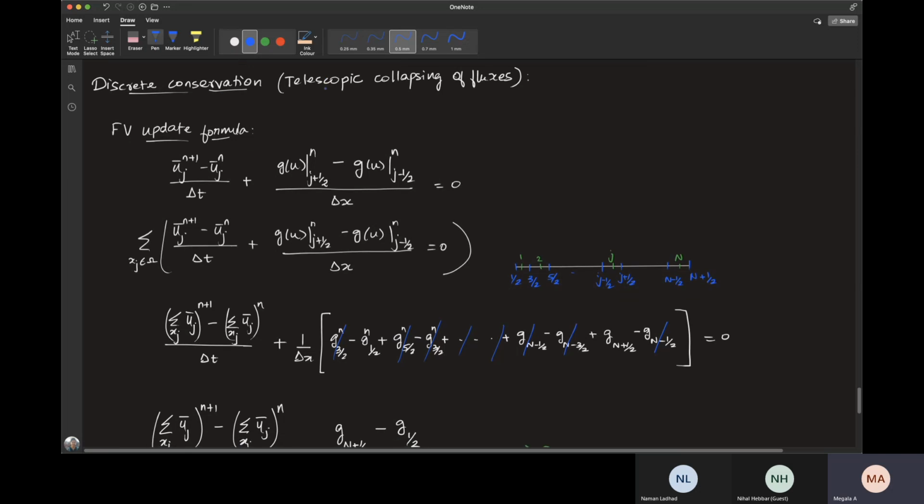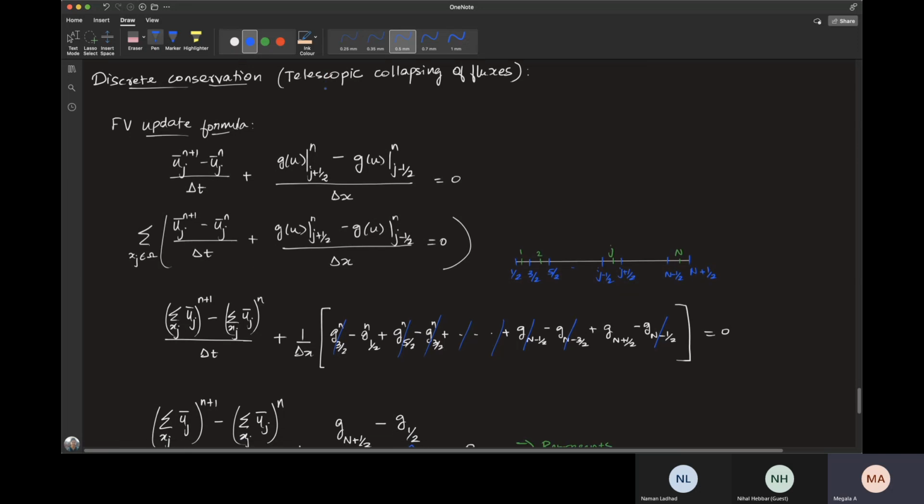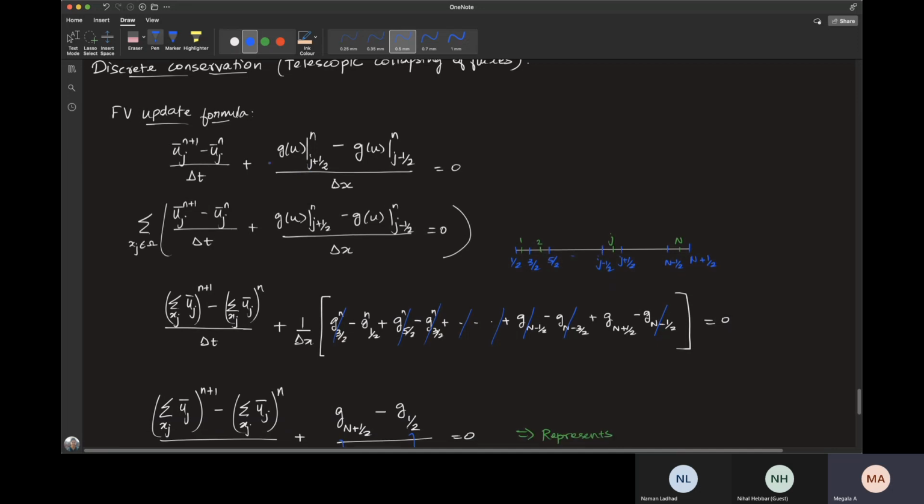We call it discrete conservation because it is obtained through telescopic collapsing of fluxes. We'll see what that is in detail. So this is our finite volume update formula, forward in time, and the fluxes are at the interfaces j plus half and j minus half. So you have something like this.